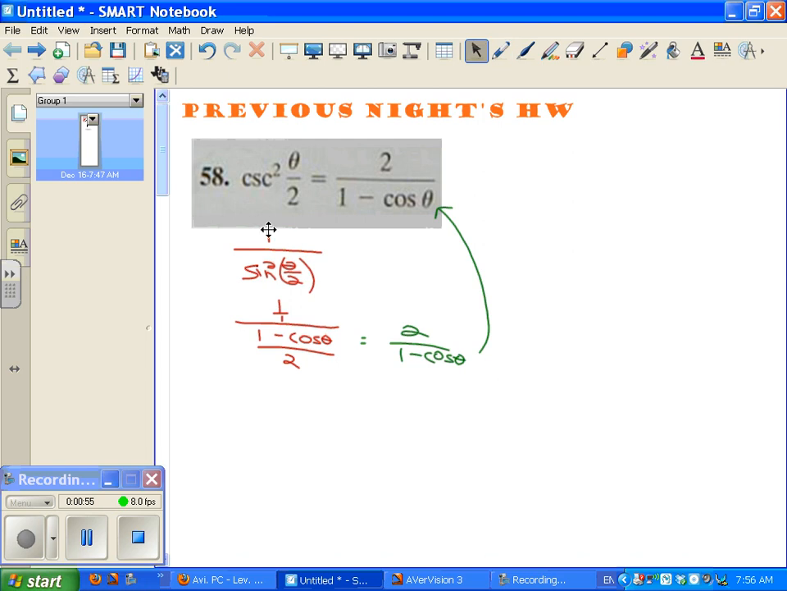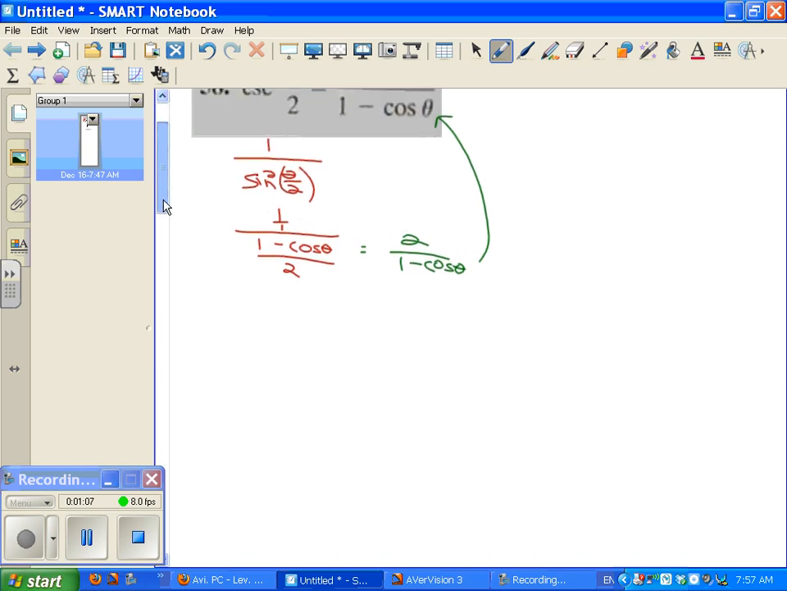If you have like 1 over sine of theta over 2, and there's no square, when you put it in the denominator, would it be the radical form? Mm-hmm. Yes, it would. The square gets rid of the radical for you.